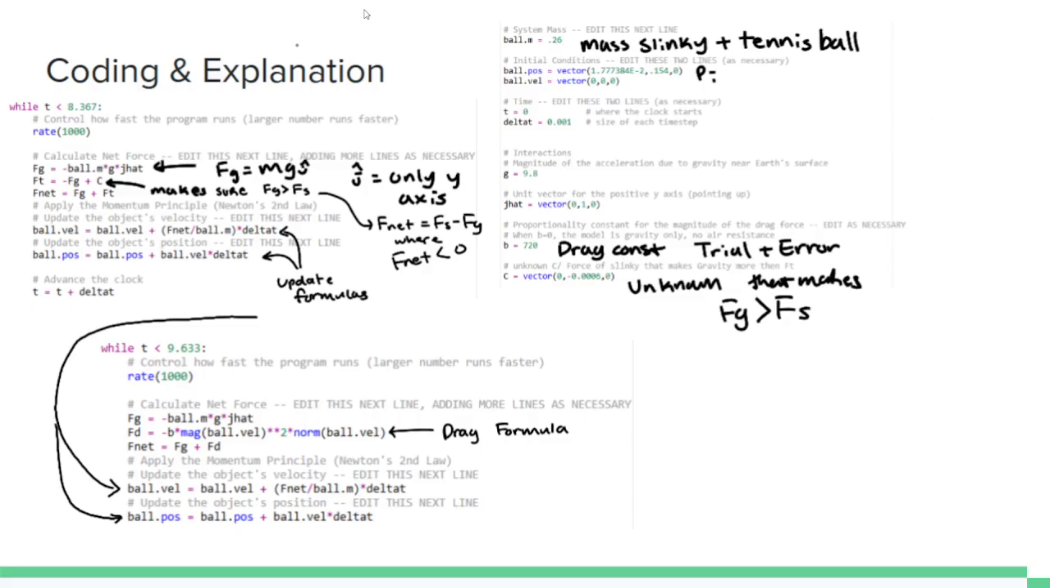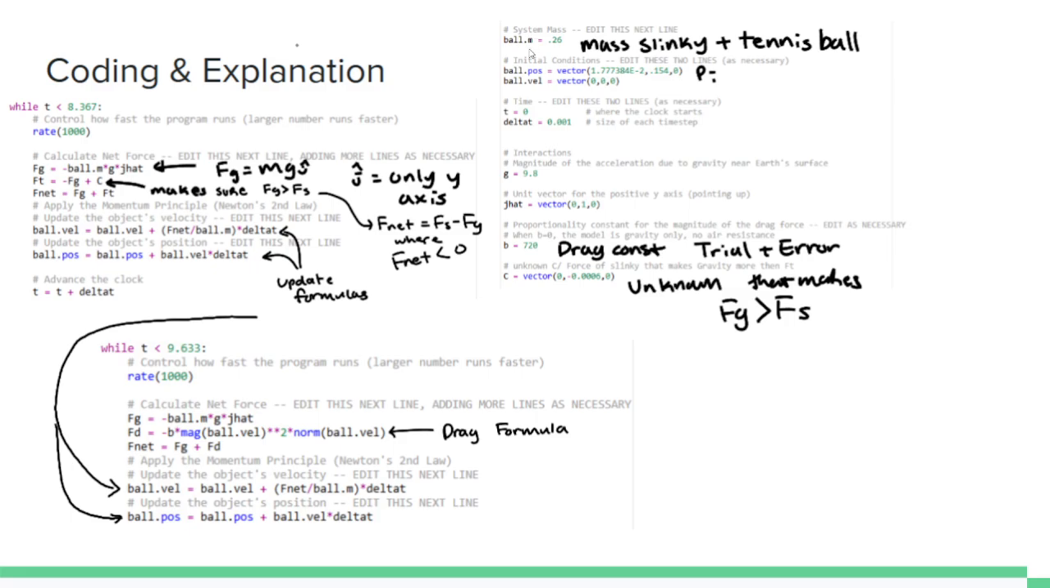Now the coding explanation. The first part is the initial values. The mass is 0.26, which is the mass of the slinky plus the mass of the tennis ball. This is the initial position that's stated, and the drag constant is calculated by trial and error. The c vector is just a value that I created, a force value, that makes it so the force of gravity is greater than the force of the spring.